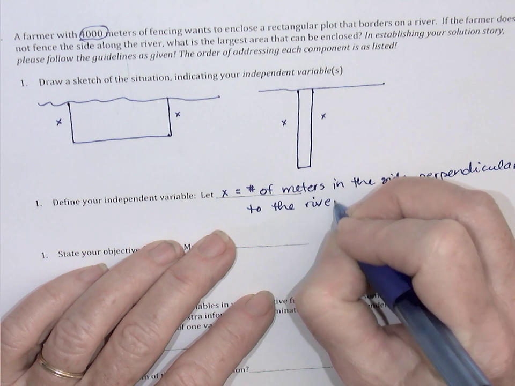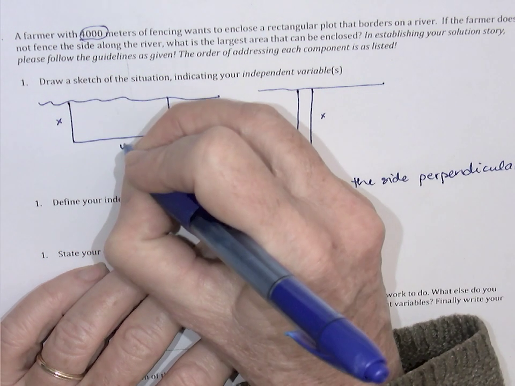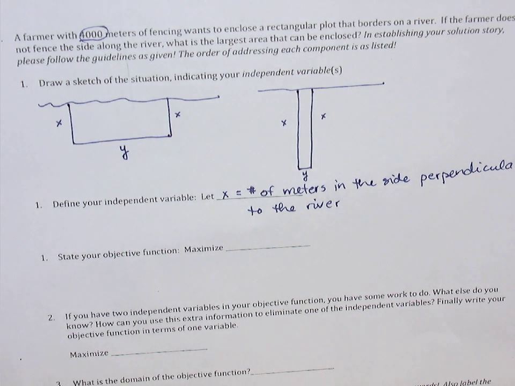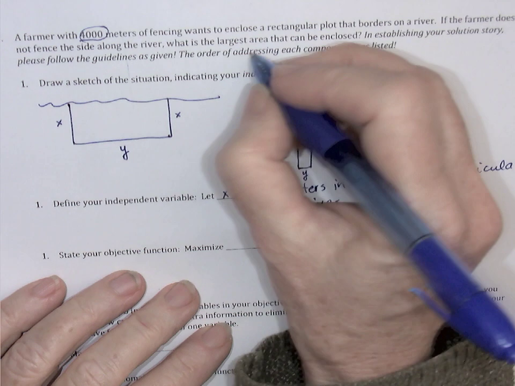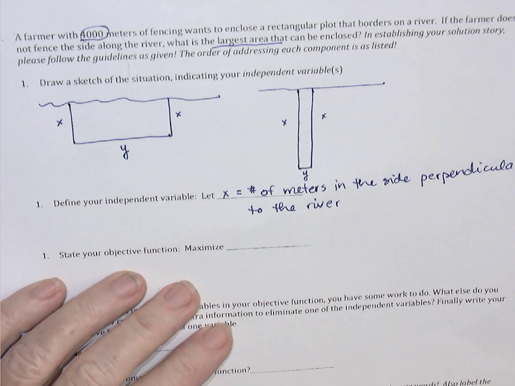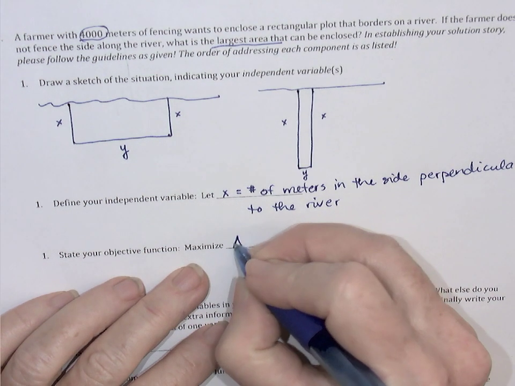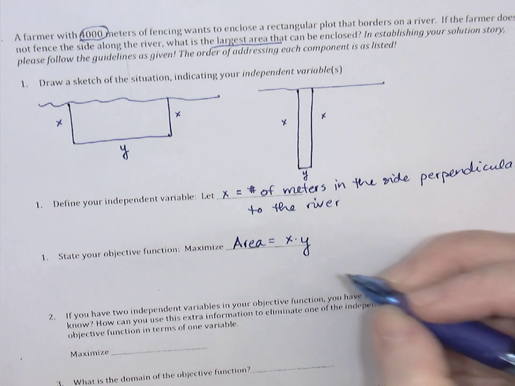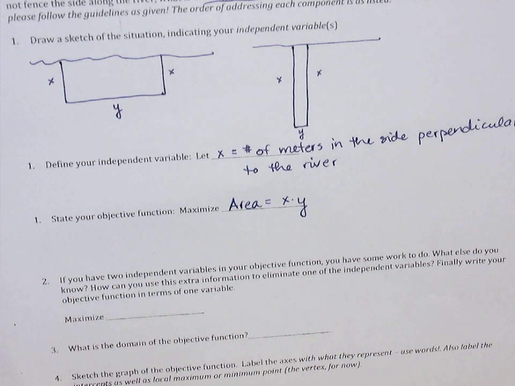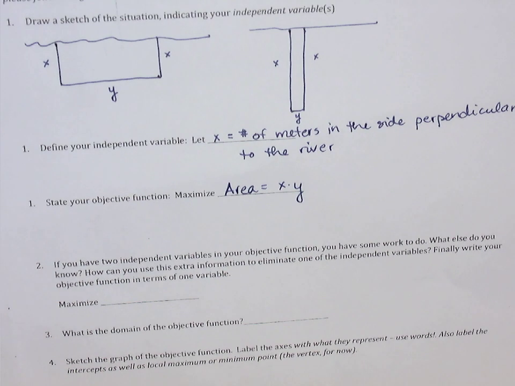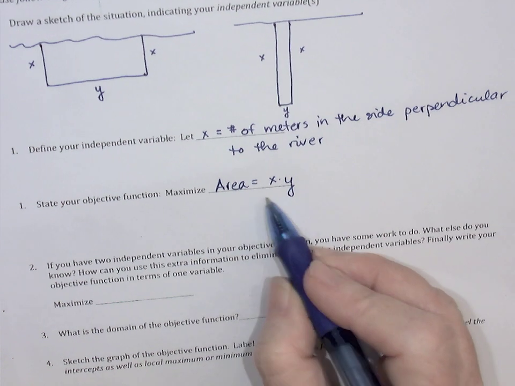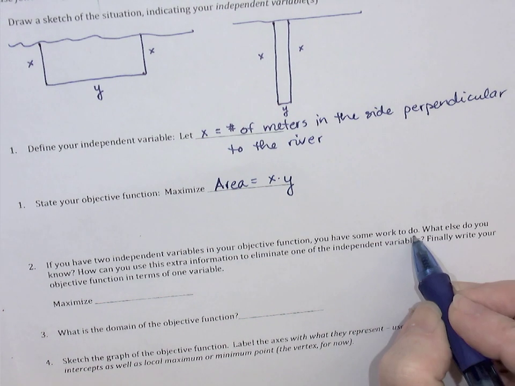And for the moment, I'm going to say the other side, the one that's parallel to the river, we will call y. What we're trying to do here is, the phrase is largest area, so we're trying to maximize the area. And again, this is a rectangle, so the area is x times y. If you have two independent variables in your objective function, which we do, you have some work to do.